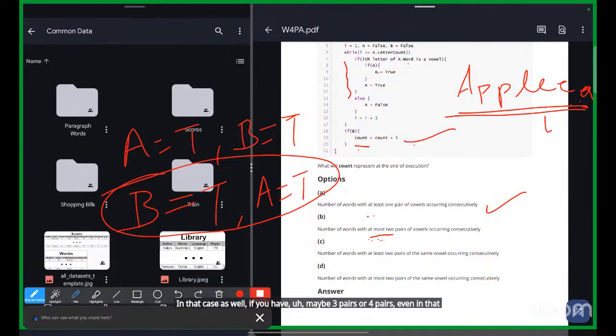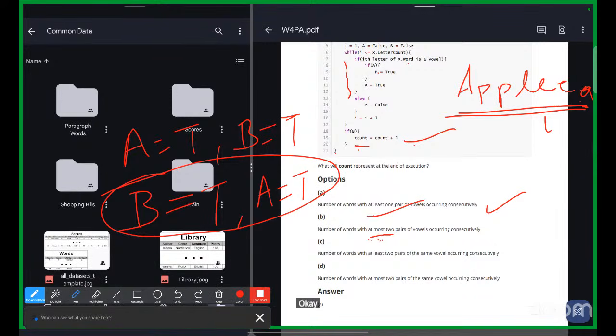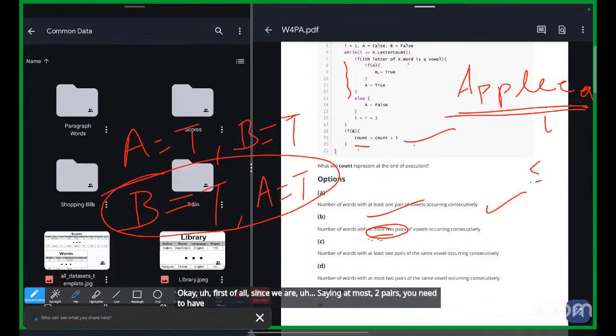I have understood the procedure, but for option B to be correct, what should be the changes in code? That I was asking. Okay. First of all, since we are saying at most two pairs, you need to have a logic to include that.